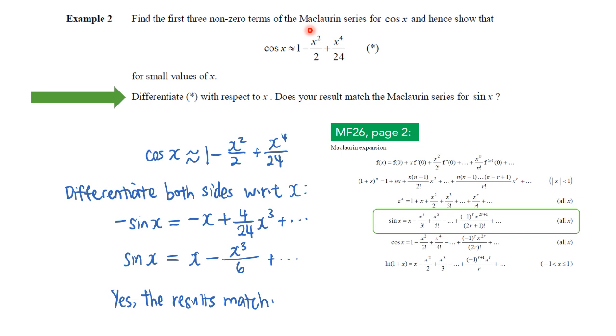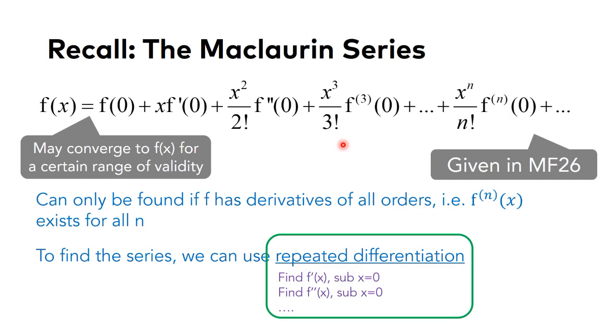So let's recap a little bit. This is your Maclaurin series, and we have used the technique of repeated differentiation, where we just find f prime, f double prime, and so on, and we sub x equals to 0. You can imagine that for simple functions, this is pretty straightforward to do, but if we encounter very difficult, complicated functions, then finding f prime and f double prime and so on may not be so straightforward.